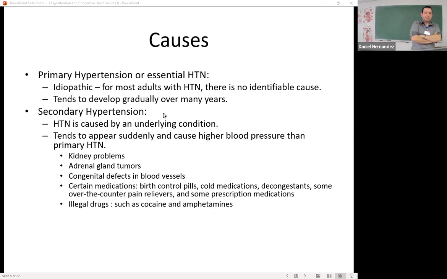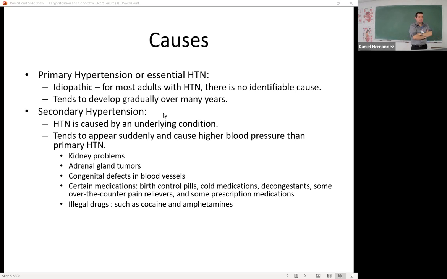When we're talking about hypertension specifically, it can be broken down into two subsets: patients with primary hypertension, also called essential hypertension, and then secondary hypertension, which is hypertension that's caused by an underlying condition. First, primary hypertension. This is going to be idiopathic for most adults. Again, this is hypertension that has no identifiable cause. Primary hypertension tends to develop gradually over the years.